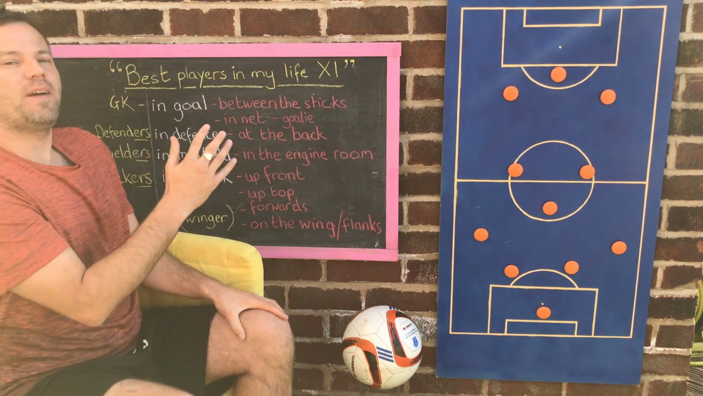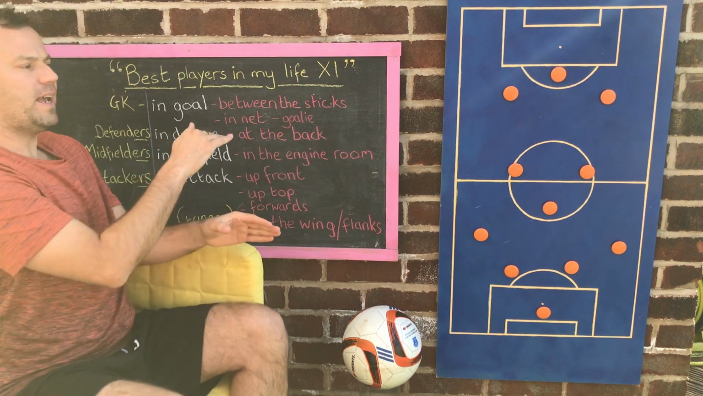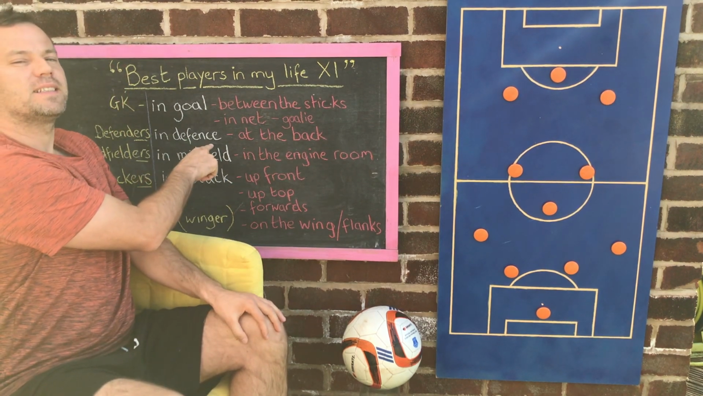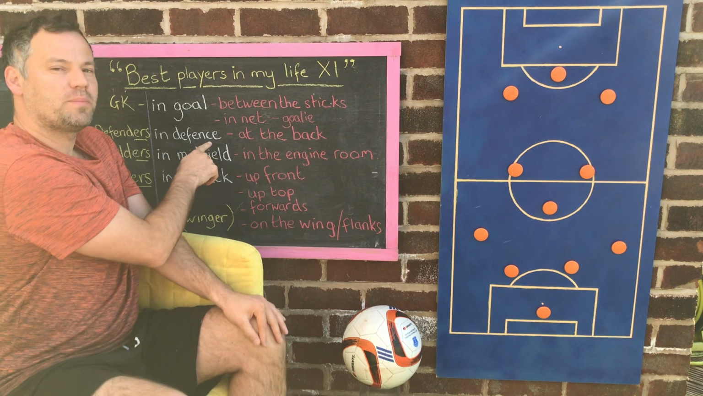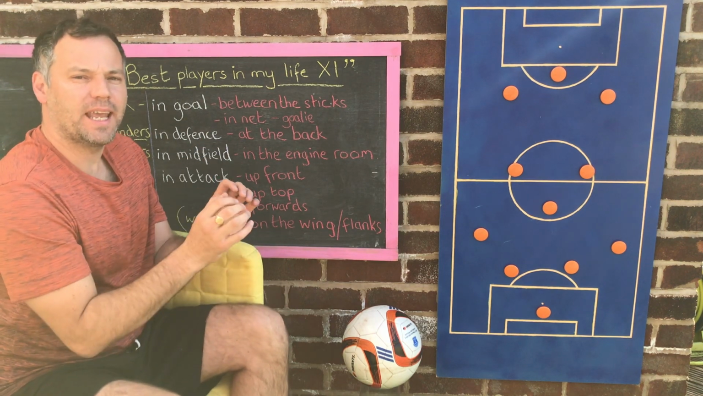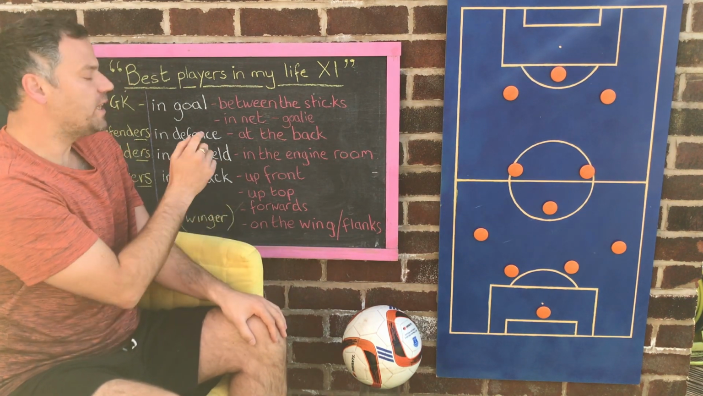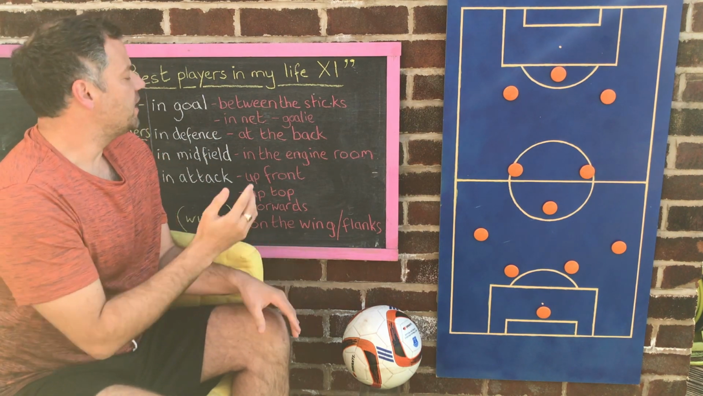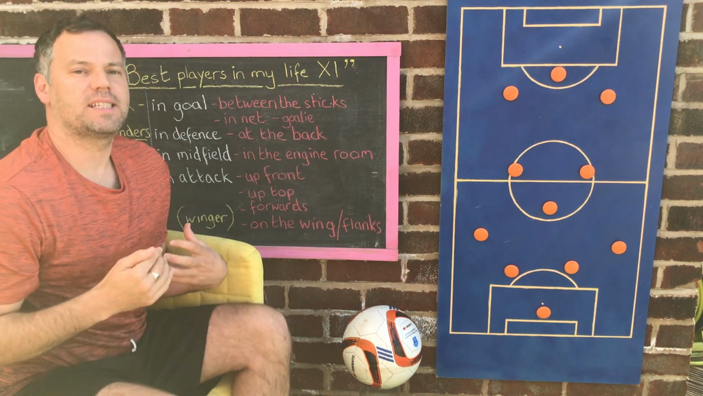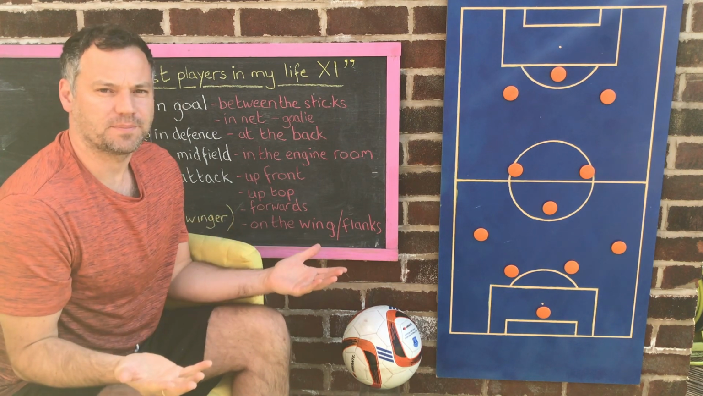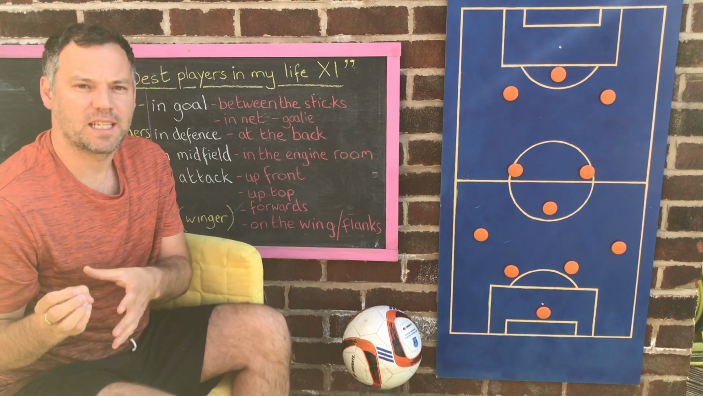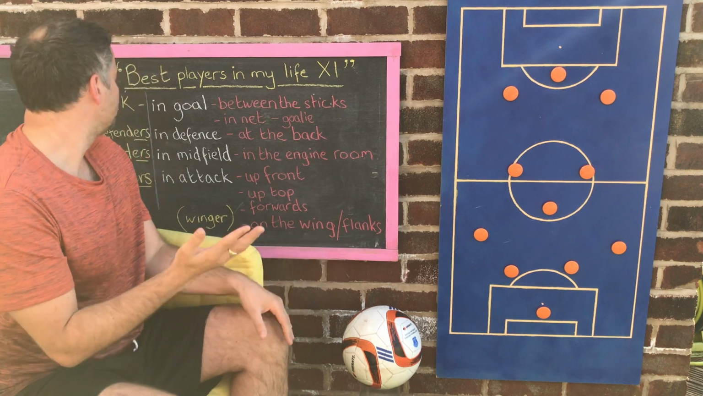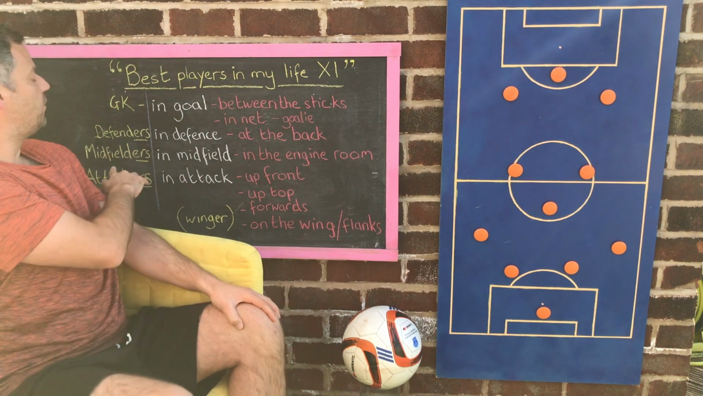Then we have defenders. So defenders play in defense. And this is the British spelling of defense. I think in America they spell it with an S here. But more spoken English is you say at the back. So you can say I play at the back, which means you play in defense, which means you are a defender. Or maybe you are a midfielder.